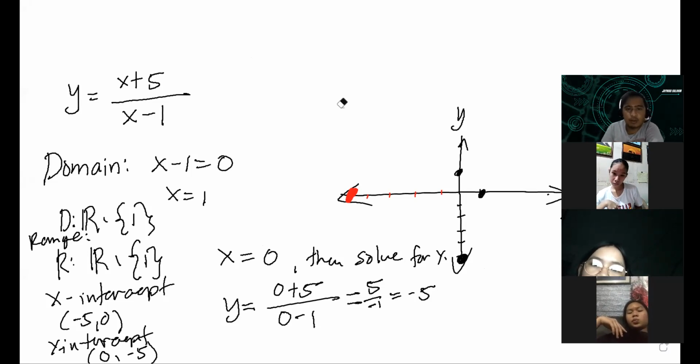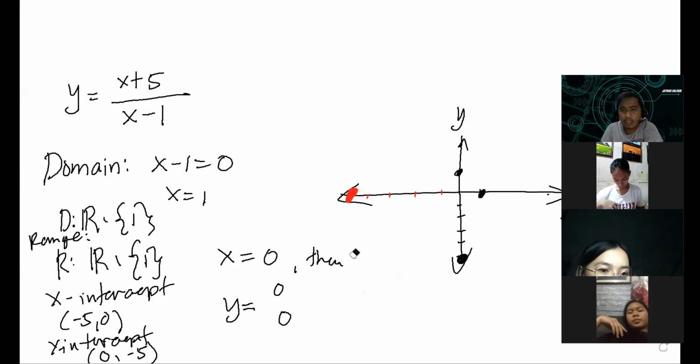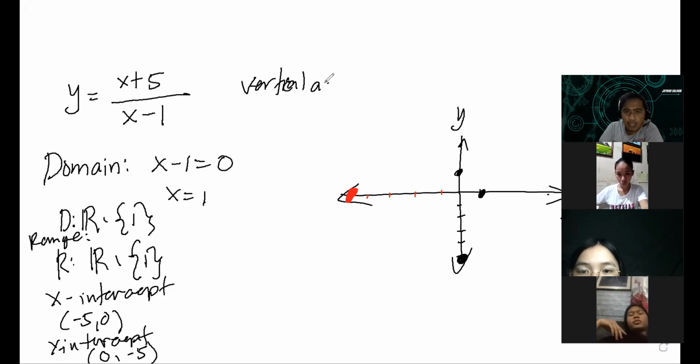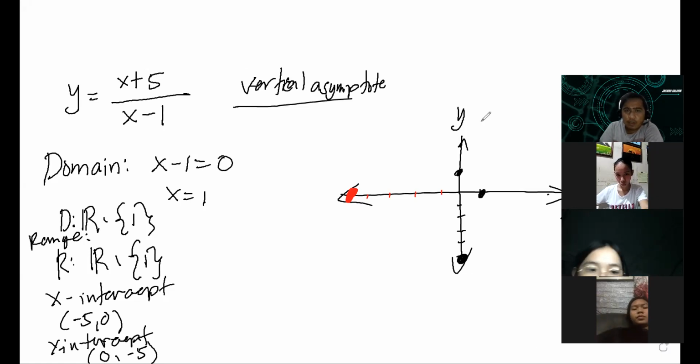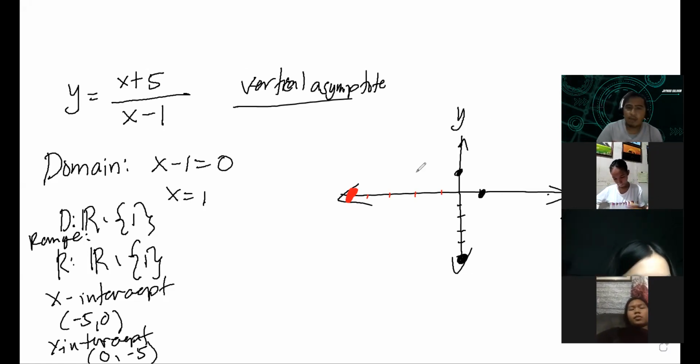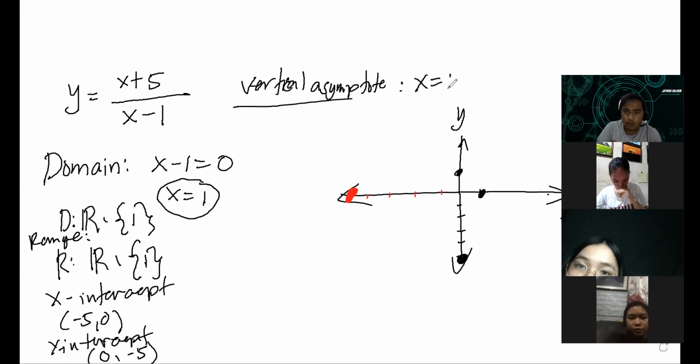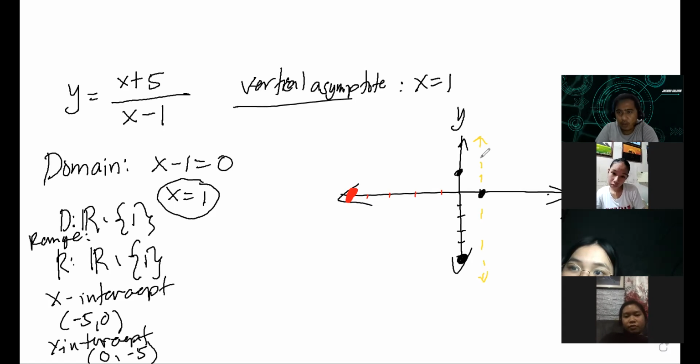Okay? What's next? The vertical asymptote. How do we determine the vertical asymptote? It will somehow have the same procedure as finding your domain, and we already have this one. Automatically, your vertical asymptote is the line x equal to 1. If we plot it here, if we change it to yellow, it must be somewhere here, right? x equal to 1. So it means your graph will get closer and closer to that line later. Okay? That is x equal to 1.